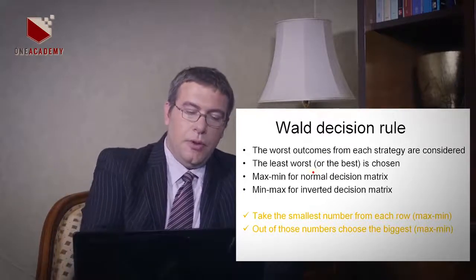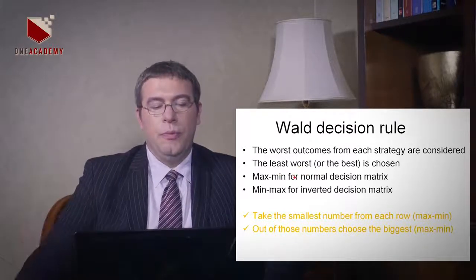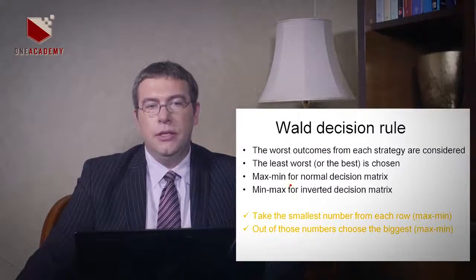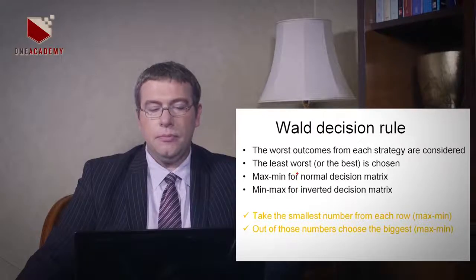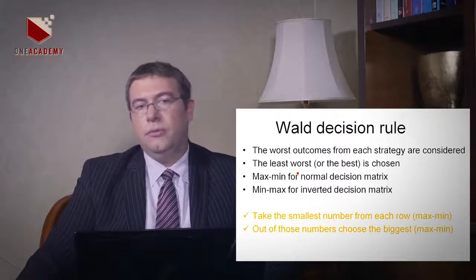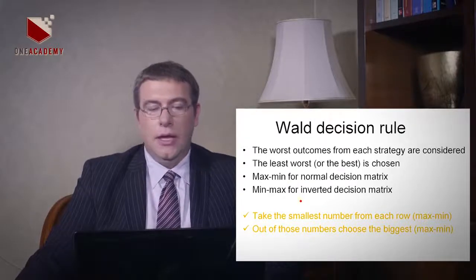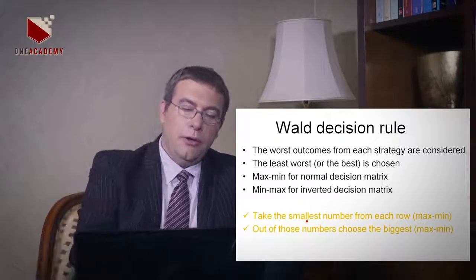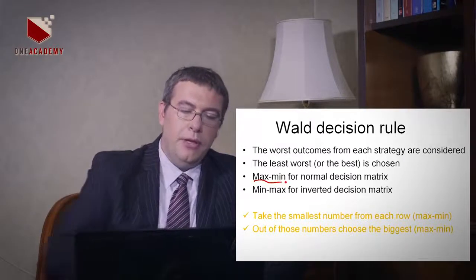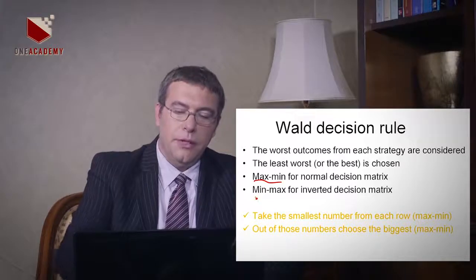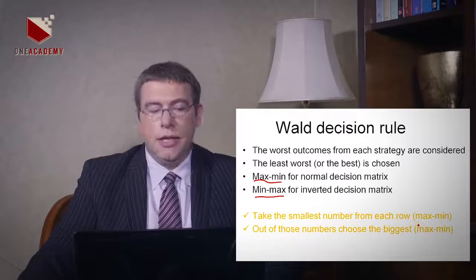So what we do is try to pick the alternative that has the least worst possible outcomes. In other words, we are looking for the least evil. When we're speaking about a normal matrix, this would mean the so-called maximin. And when we're speaking about an inverted matrix, this would be minmax. Let me show you how this is done.